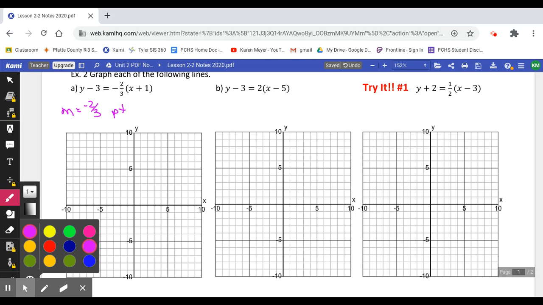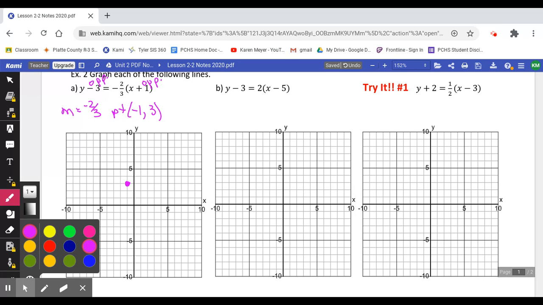So if I look at x, it says +1, but you have to write the opposite, so that's going to be -1. And with the y, it says -3, but you have to do the opposite. So don't write -3, write +3. So you must remember to do the opposite of each number to make the point. So start by graphing the point. I'm going to go left 1 and up 3.